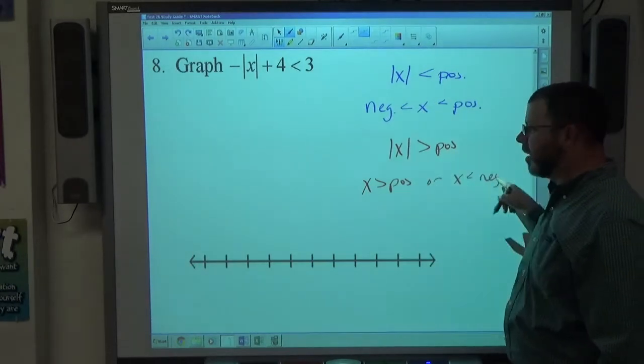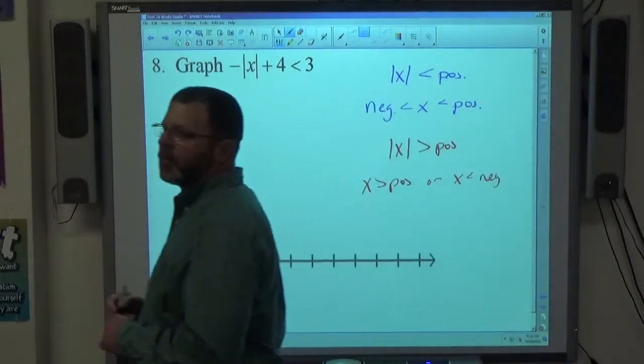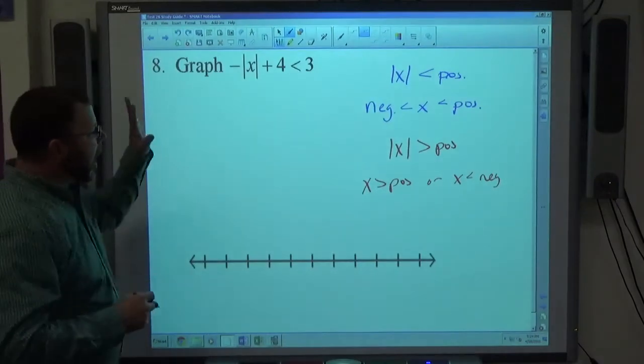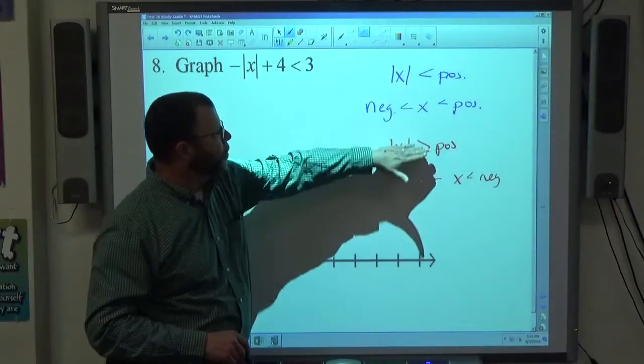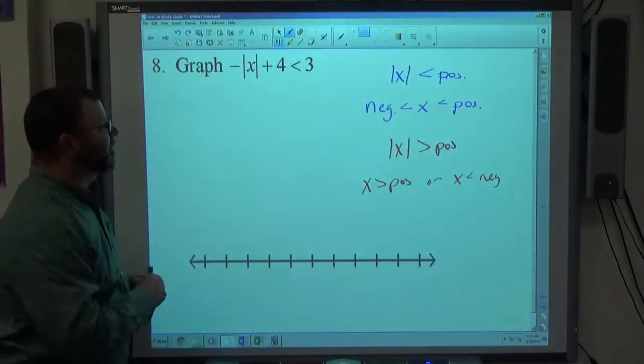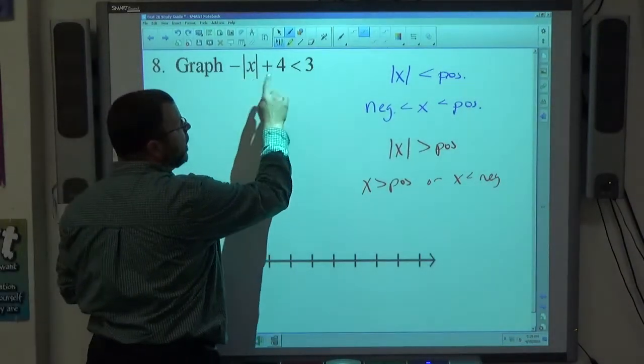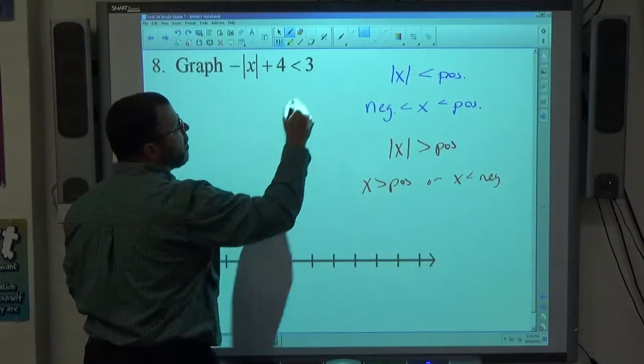Positive 10, negative 10. So whatever number it is, that's what goes there. So I can't do this problem like that until I get it to look like one of these two pictures, which it doesn't currently look like. It doesn't say absolute value of x all by itself, and then an inequality symbol followed by a number. So a couple things have to happen.